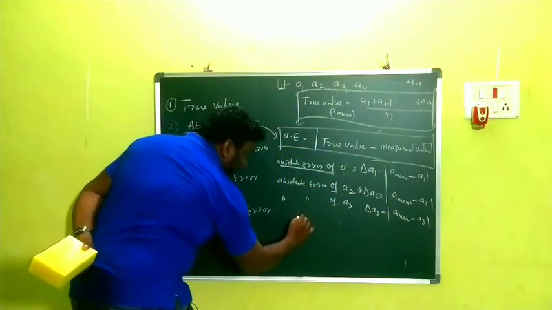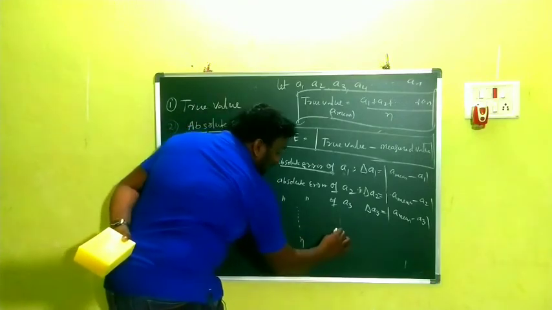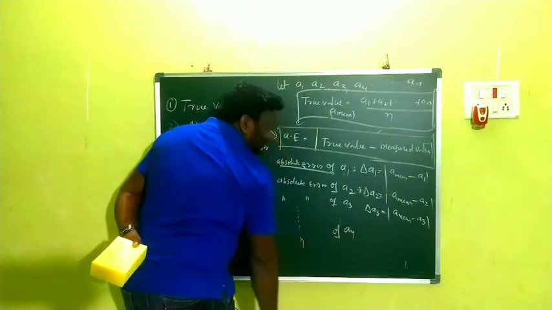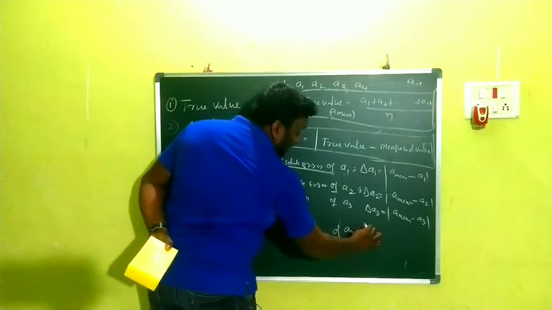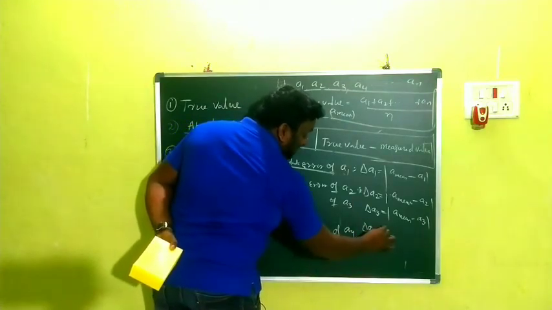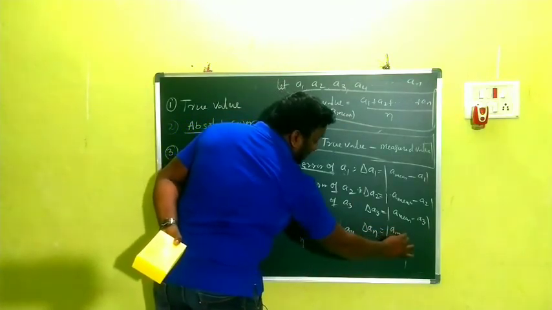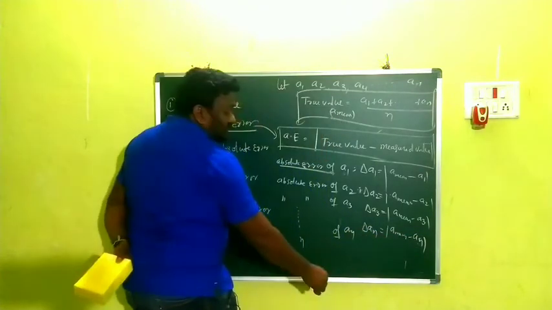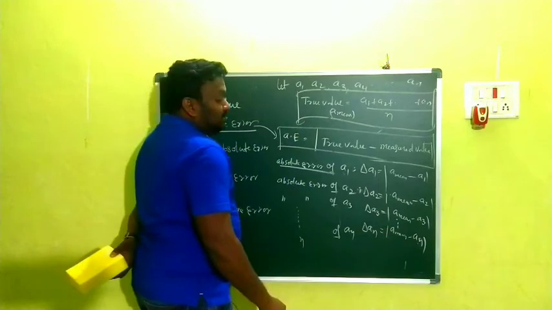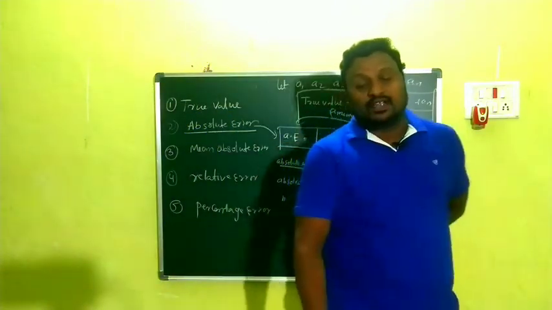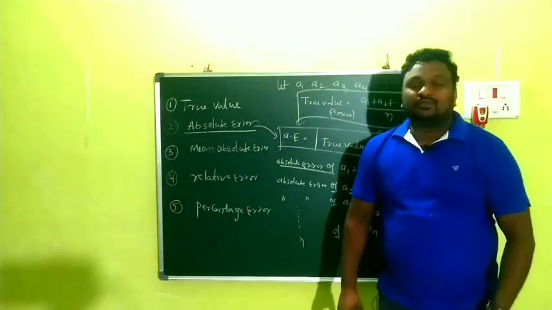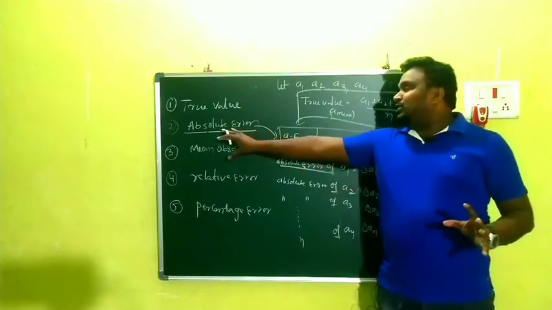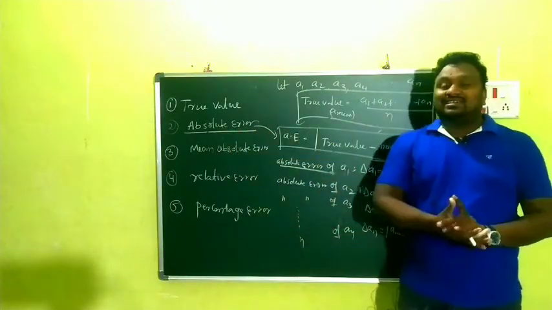And next, similarly, and so on. Absolute error of AN: delta AN is equal to A mean minus AN. Got it, children? Very simple. If you know about the difference, we can write all these things very clearly.